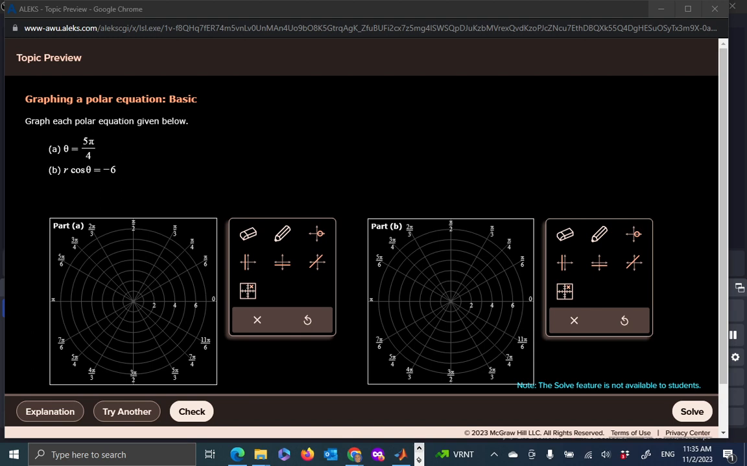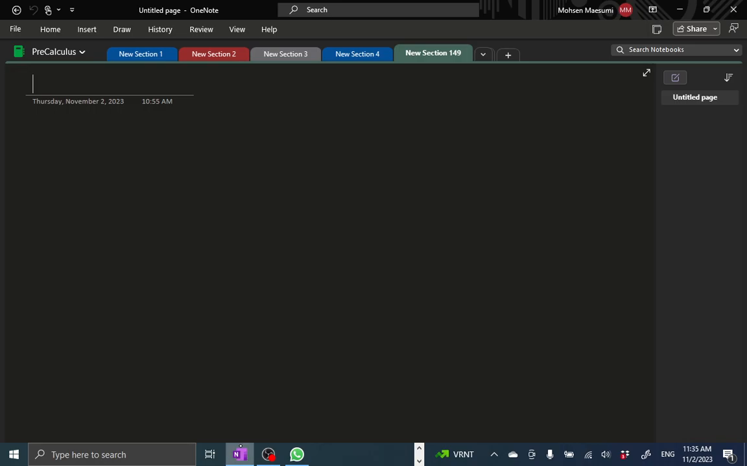Let me just quickly explain what we had in this topic. This is graphing polar equations, and this was the basic type of questions. One of them was theta is equal to some number. Let me just pick an example. Suppose, say, pi over 4. What does that mean?